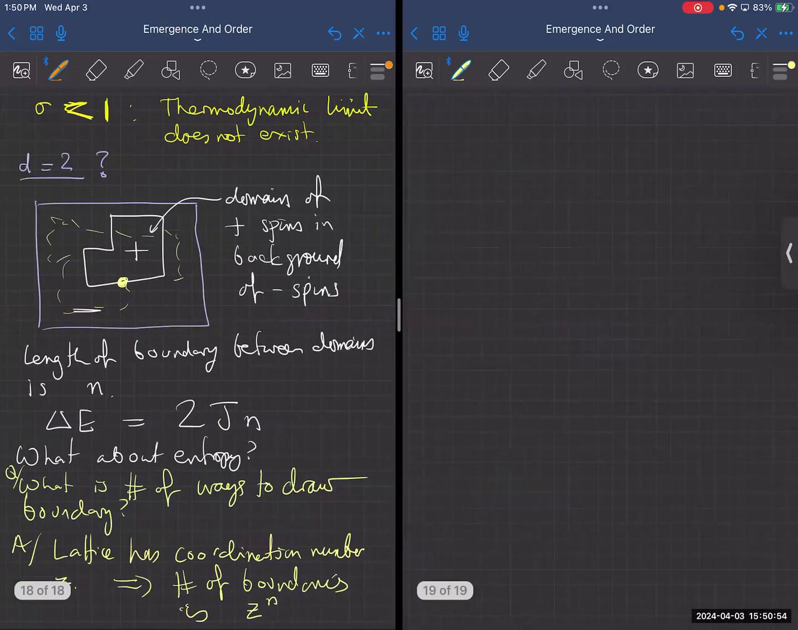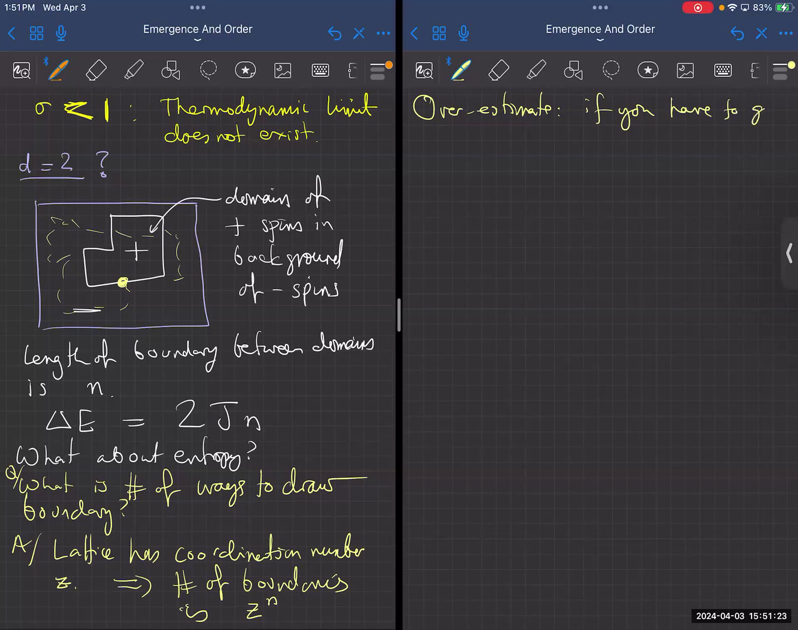It's not exactly z to the n. We can refine this. You might say, well, it can't really be z to the n because if I'm going in this direction, I'm not going to go back. I wouldn't have gone anywhere. So we can say we'll just go in all the other directions than the one that we're pointing in right now. So this is an overestimate. If you have to go in a different direction at each lattice site, then there are z minus 1 of these. Okay, so let's just use this as our estimate.